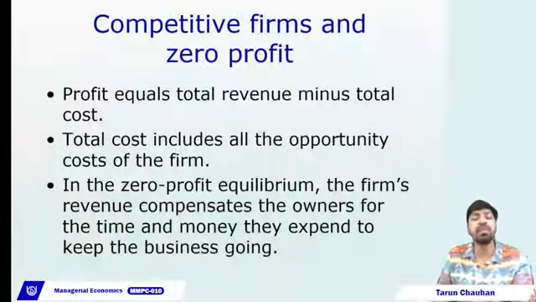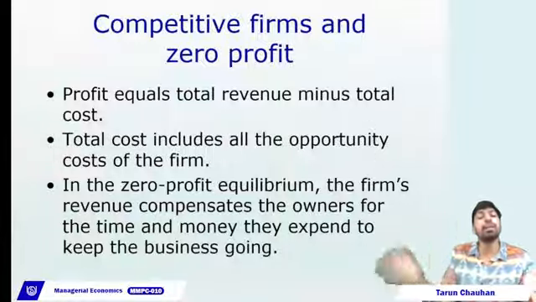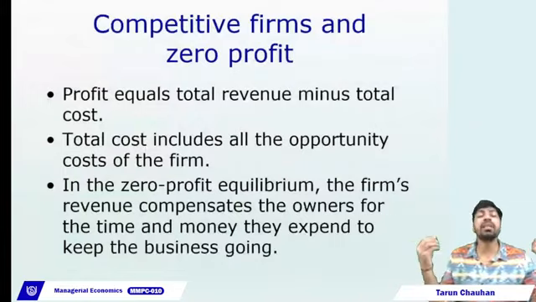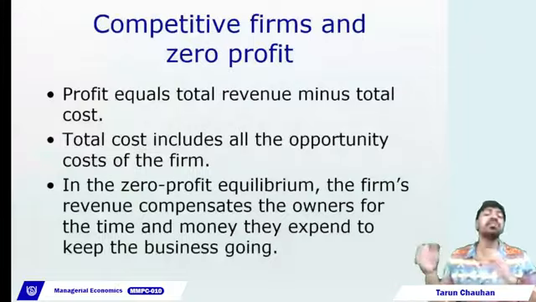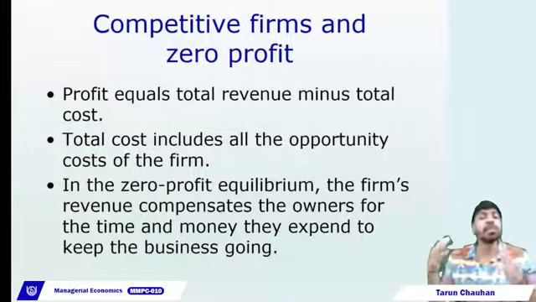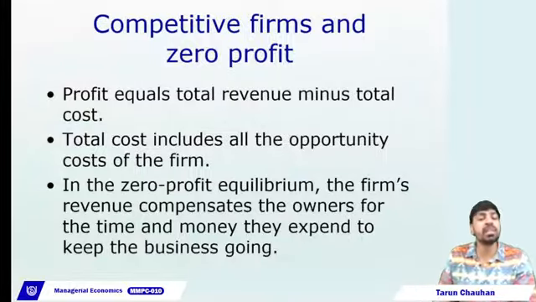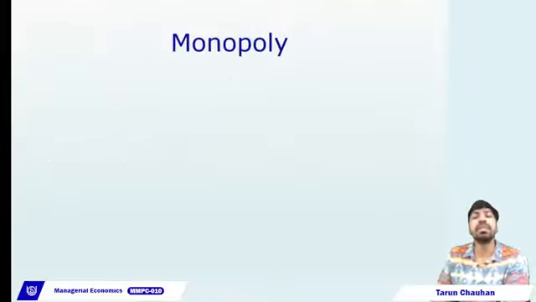So when the firm has zero profits, the firm has to compensate the owners for their time and their money, so that they are able to expand their business and output, and it keeps on running. So that's called competitive firms and zero profit. Let's come to the next concept, which is monopoly.